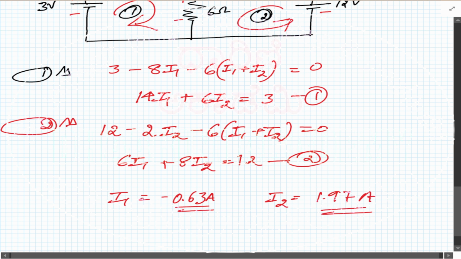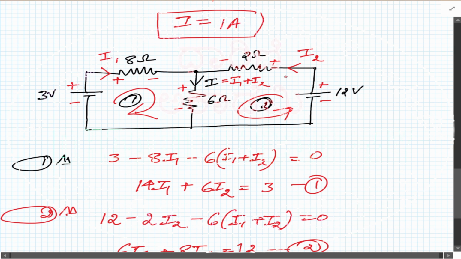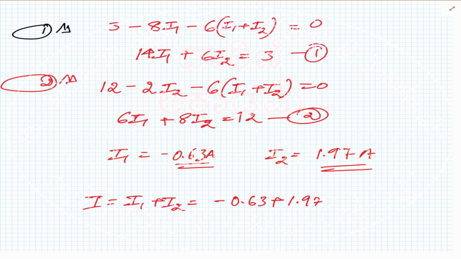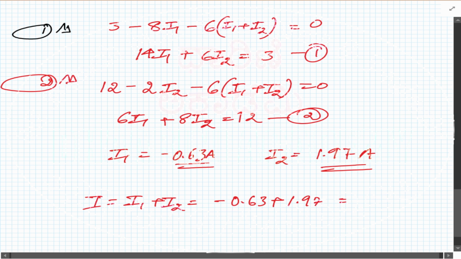Okay, now you see that the question here is how much is I, which is nothing but I1 plus I2. Simply add I1 plus I2 to get the answer. That is the question asked. So therefore I is equal to I1 plus I2. I1 is minus 0.63 and I2 is 1.97. Okay, so this is 1.97 minus 0.63, which is nothing but 1.34 amperes.